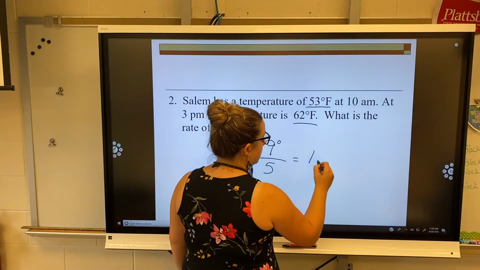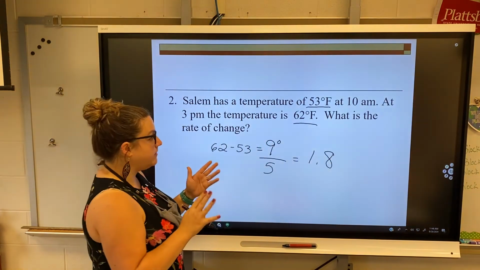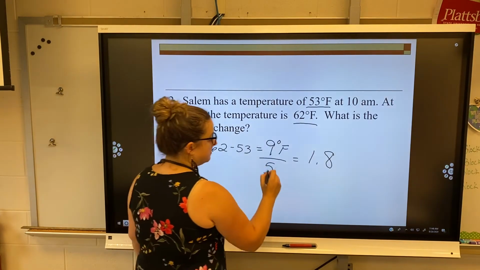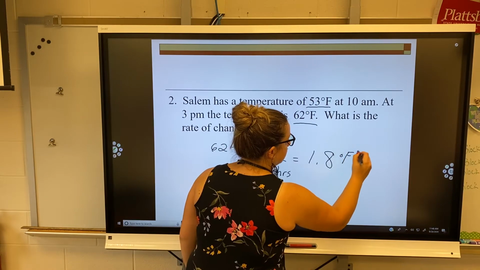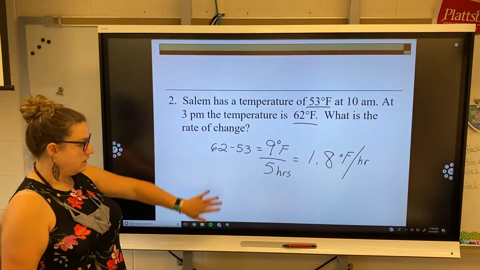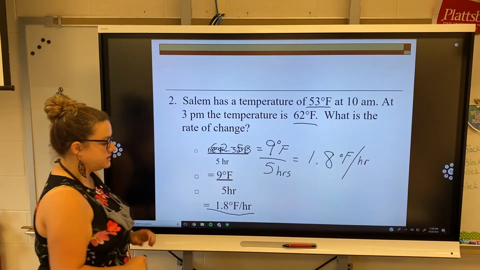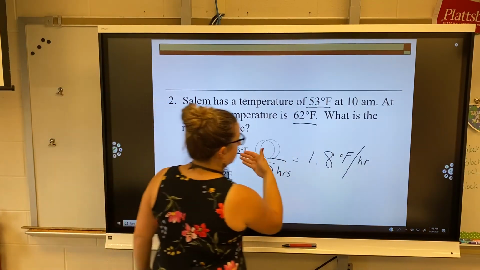is 1.8. But what's my unit? What am I measuring? Well, this was degrees Fahrenheit, and these were measured in hours. So it would be 1.8 degrees Fahrenheit per hour. Okay, is that what it came out to? 1.8 degrees Fahrenheit per hour. Good. Moving on.